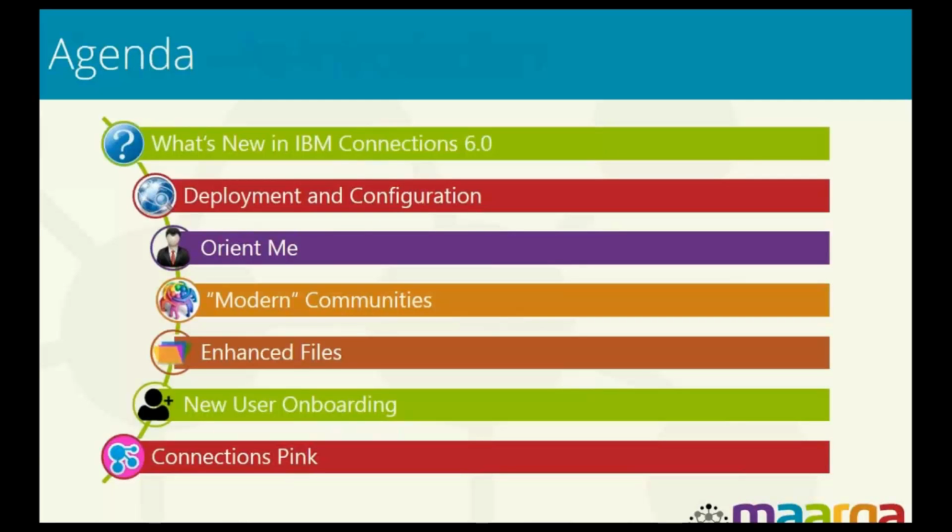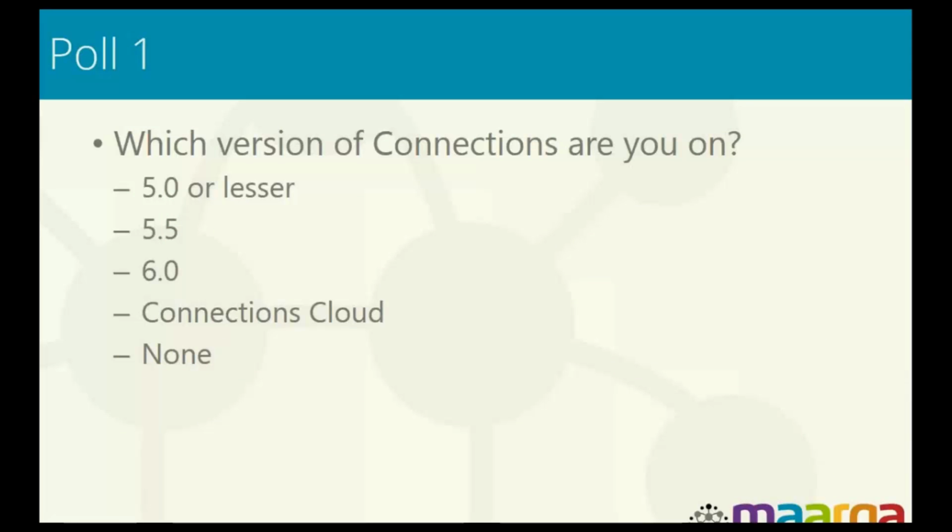And here is what we have for today. We are going to talk about what's new in IBM Connections 6, a brief introduction about the deployment and configuration, and the most talked about feature of Connections 6, which is Orient Me, and the modern communities, and then the enhanced file features that we have. IBM has integrated Touchpoint with this version of Connections 6, which will be spoken about in the section New User Onboarding. And last but not least, Connections Pink, which will be the next version.